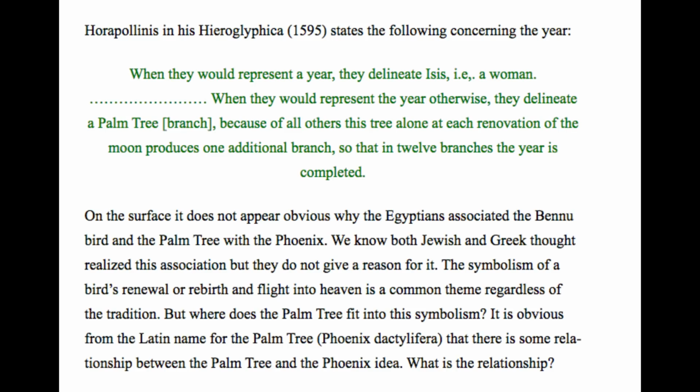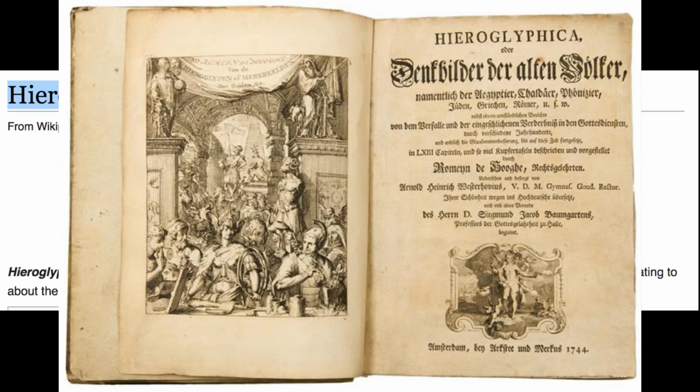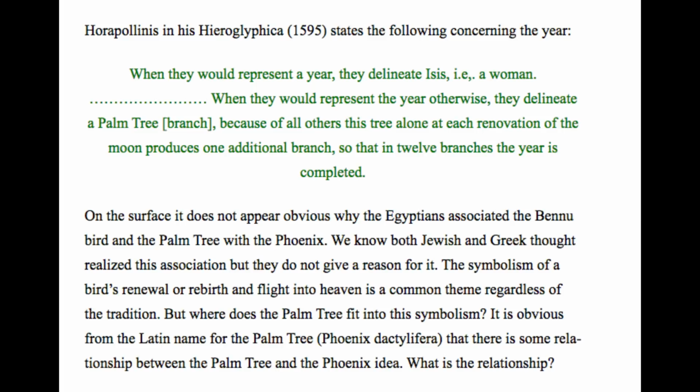Says here, Horapollo in his Hieroglyphica, 1595. Now we're going to get into what this Hieroglyphica was, right? This hermetic book, this translation of the Egyptian hieroglyphics for these Greek Hellenistic hermetic followers. And it says here, concerning the year: when they would represent a year, they delineate Isis, a woman. When they would represent a year otherwise, they delineate a palm tree branch, because of all others, this tree alone at each renovation of the moon produces one additional branch, so that in the 12 branches the year is completed.